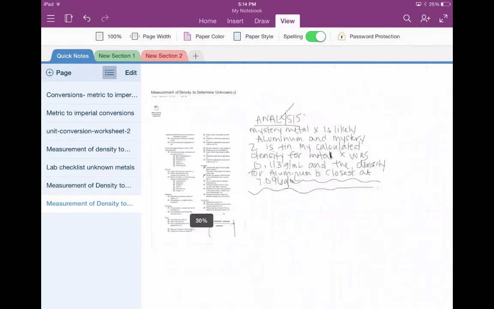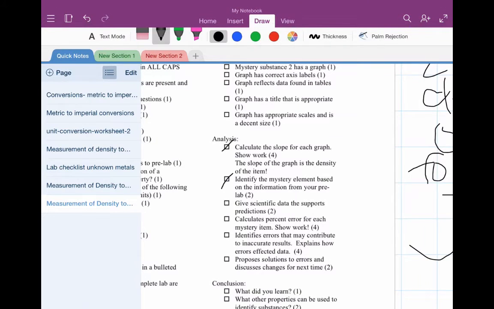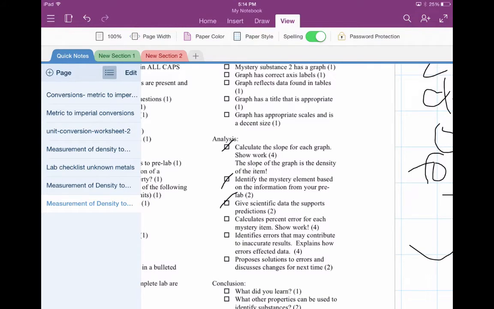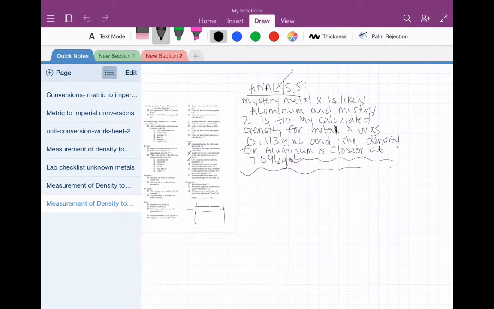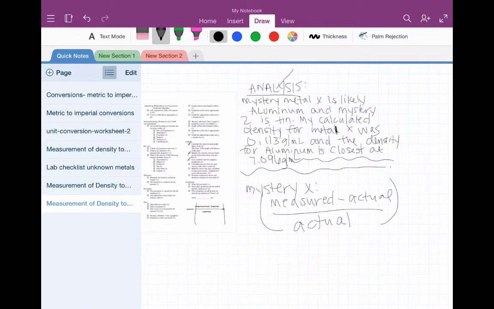The next thing, so we've done this. The next thing that we need to do is calculate percent error for each mystery item and show our work. I'll show you how to do that now. So to do this on your lab report, you can say mystery X and we thought that it was aluminum. We're going to pretend that it was actually aluminum. So we take the measured value minus the actual divided by the actual, and then we'll take this whole thing and multiply that by 100.